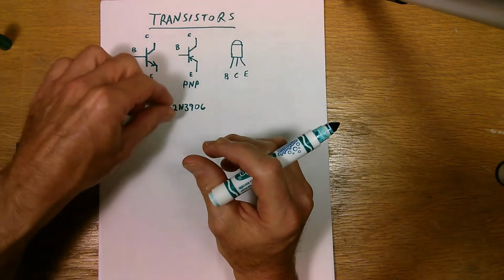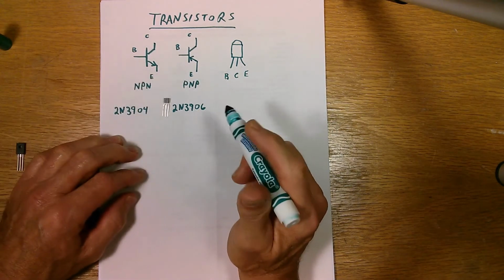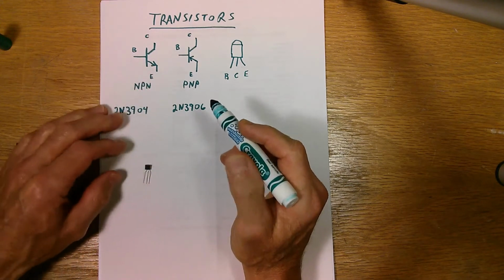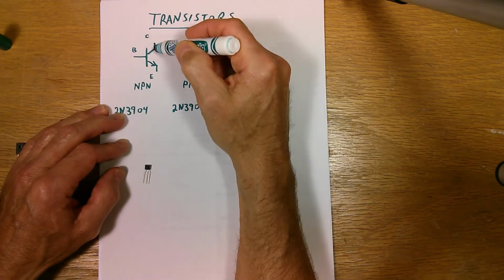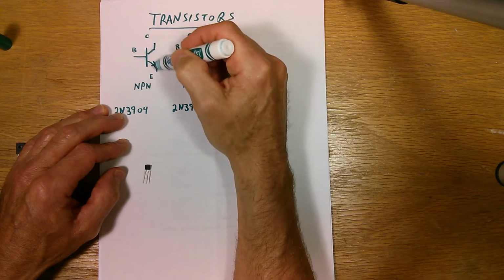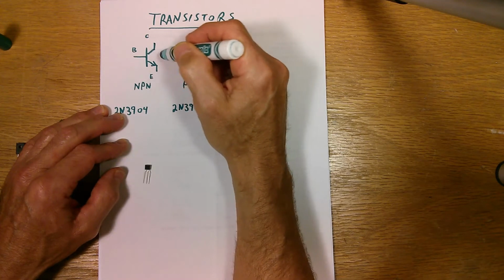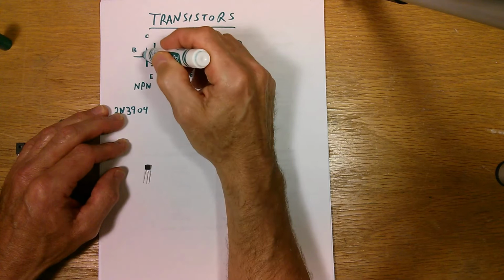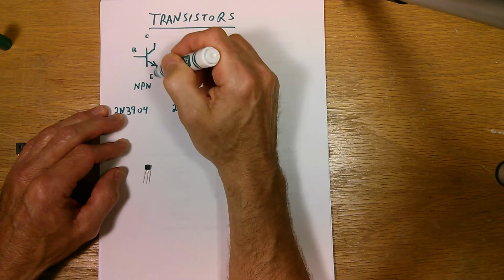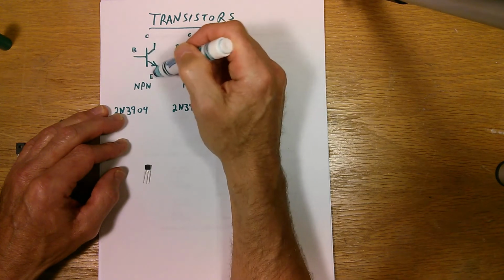But the transistor that you're most concerned with would be one of these two probably, and they can handle about 40 volts between the collector and the emitter maximum, and a maximum of about 200 milliamps flowing through the collector to the emitter.